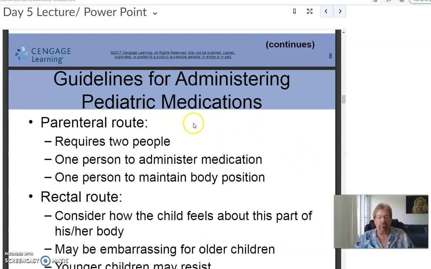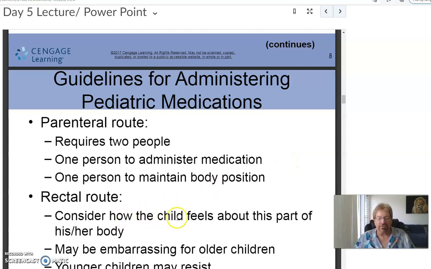Let's see, parenteral route. Now remember, parenteral route basically means injection. When you see that, think injectable drugs. Requires 2 people. Why? Because that kid is going to be fighting you probably. 1 person to administer the meds, 1 person to maintain the body's position. In other words, to hold the kid.